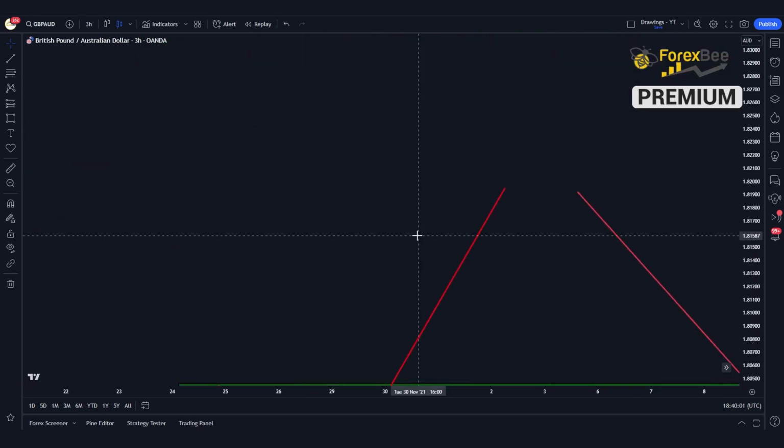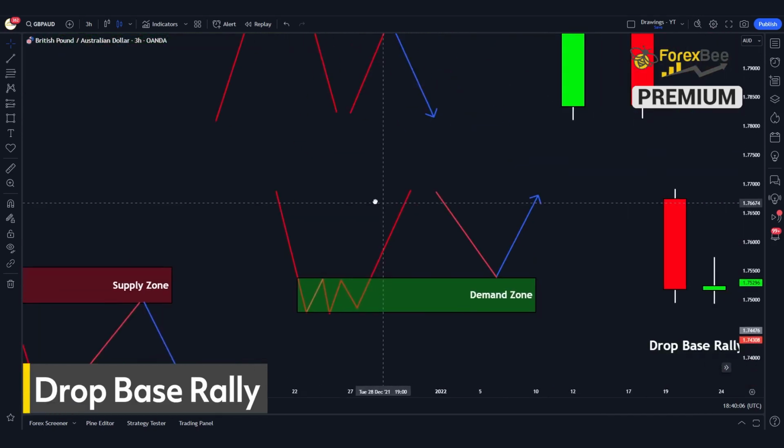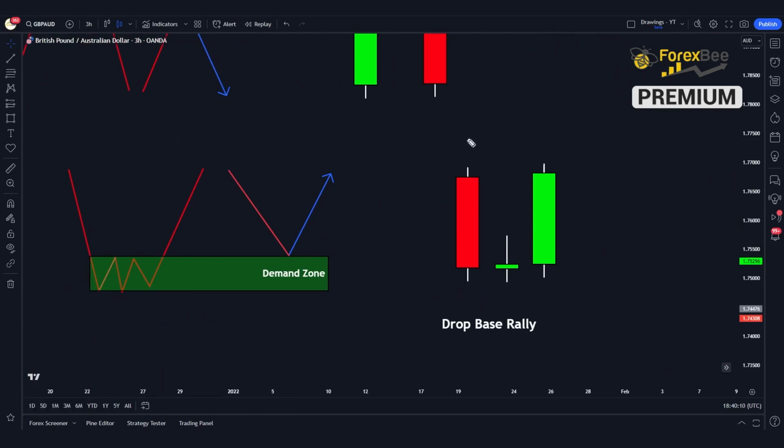Now let's talk about the second type of demand zone, that is a drop based rally demand zone. Now in drop based rally demand zone, we can see the first candle is a drop candle, which means that there is this formation of big bodied bearish candle in which sellers are moving the market in the downward direction, as you can see here.